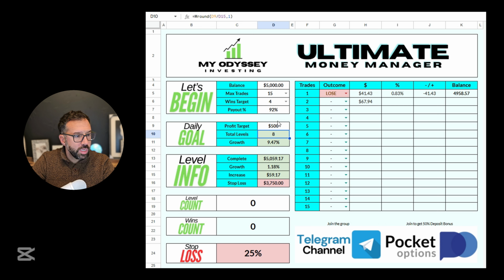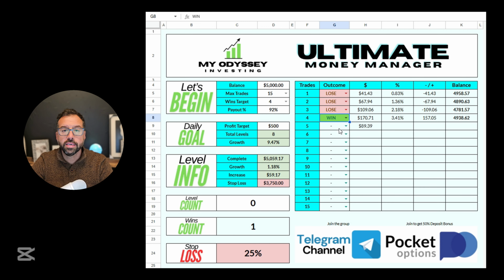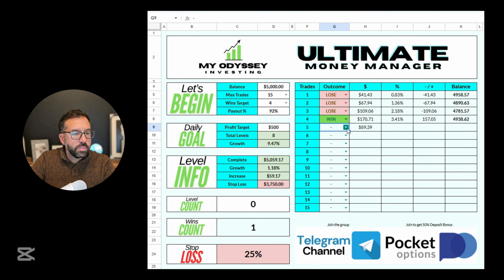All right. So my first trade was a loss. I enter now into Pocket Options 67.94. Oh, I lost again, 109. This is my account balance from 5,000. Now it's down to 48.90. I lose again. Okay. Now I enter 170.71. I win. I lose. Now I enter 149.24. I lose. Now I enter 242.24. I win.